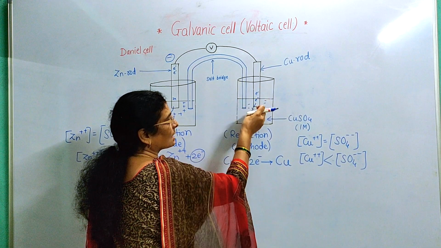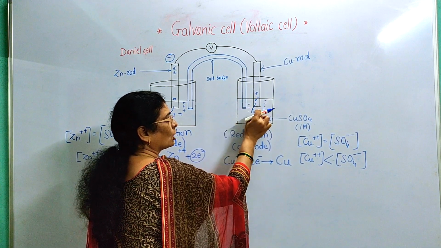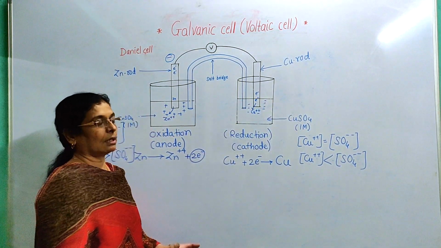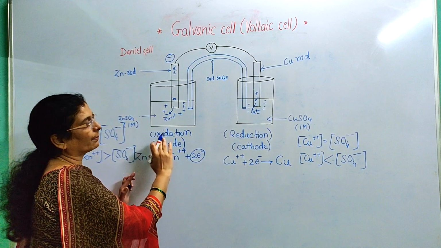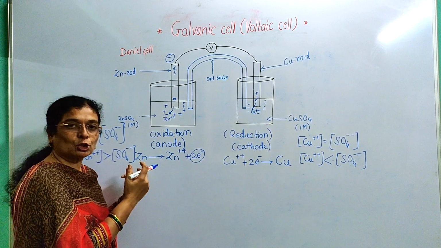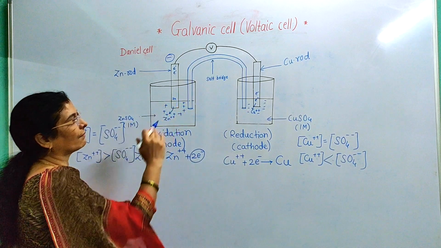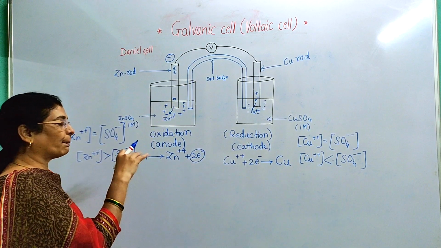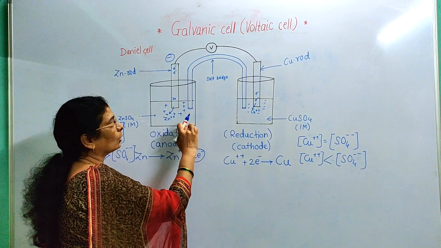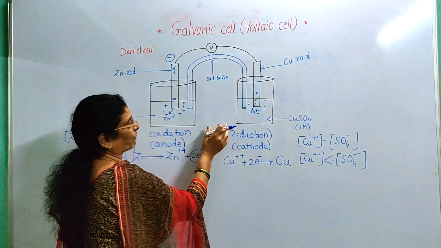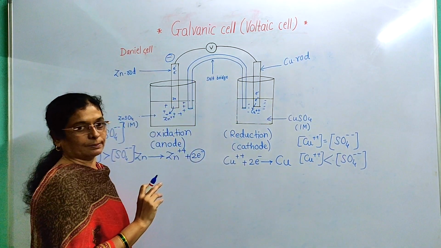Then the electrons will not be accepted by the Cu++ ions. That means the electrical contact will not be there. The reaction will stop. We cannot obtain the flow of electrons. So to obtain the flow of electrons, or to complete the circuit, a salt bridge is used.